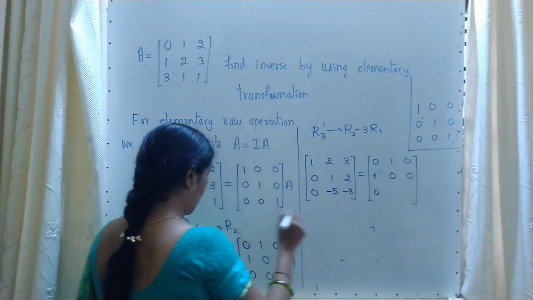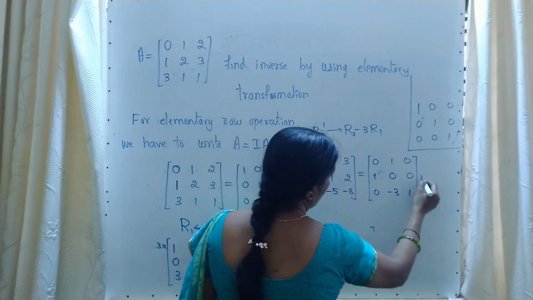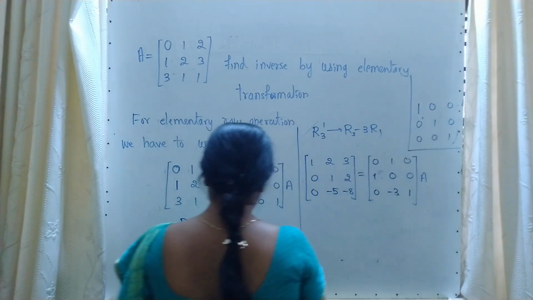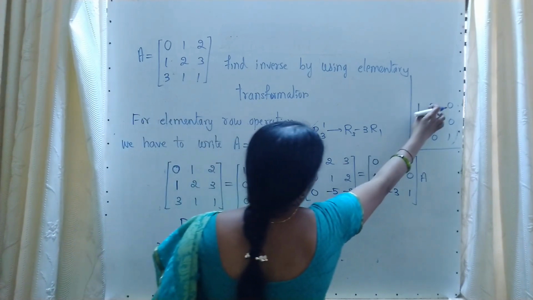0 minus 0. 0 minus 3, because we are multiplying with 3. And 1 minus 0. So, compare. It is 1, 0, 0. We got that element. Same element or what? Next, we have to make 0, 1, 0.